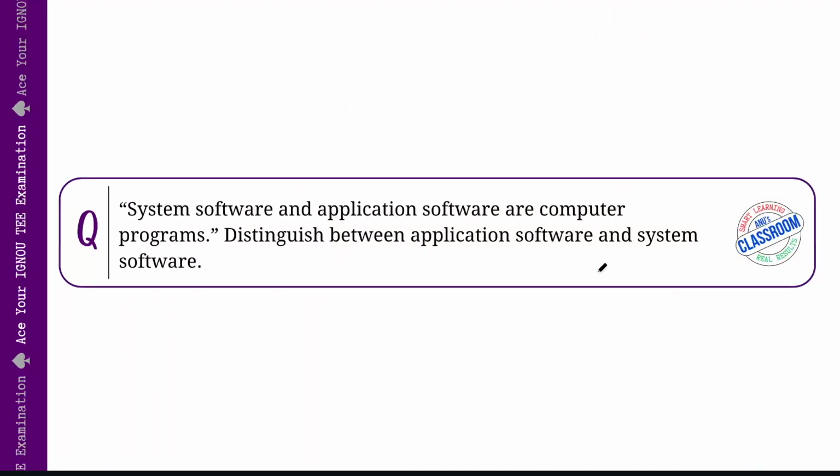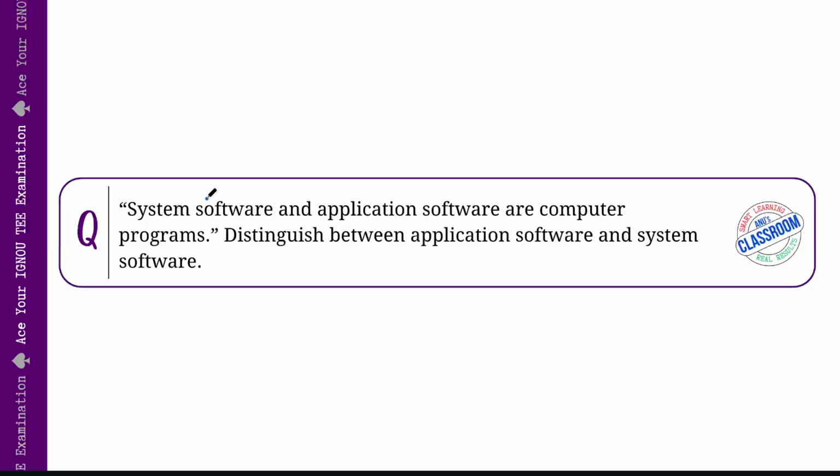System software and application software are computer programs. Distinguish between application software and system software. System software and application software both are computer programs, but their purpose is very different. Let us start with system software. This is the software which manages your computer's hardware and provides a platform for other applications to run.